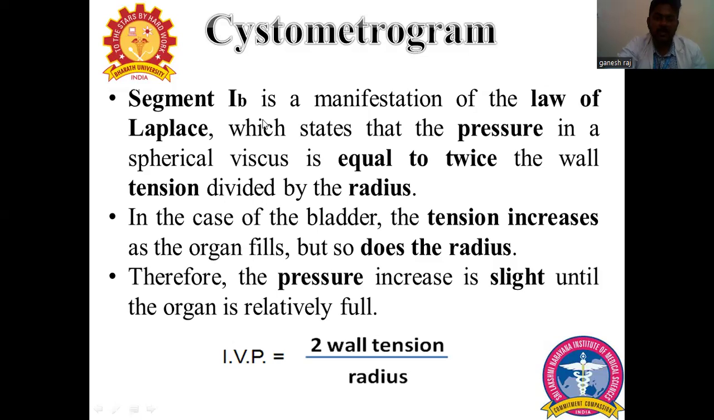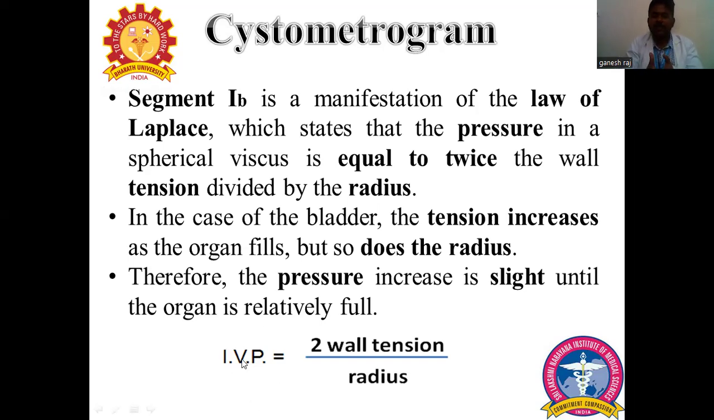The law of Laplace states that the pressure inside a spherical viscus, and the bladder is a spherical viscus organ, is equal to twice the wall tension divided by the radius. The pressure is equal to 2 times the tension divided by radius. So initially, when the bladder volume increased from 0 ml to 50 ml, the tension increased, but the radius didn't increase much. Because of that, the pressure has increased.